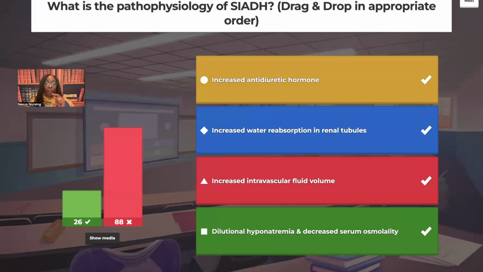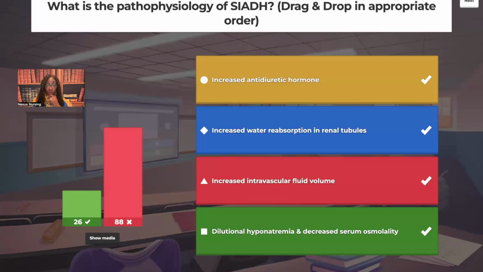If it says resorption, resorption means to let go. Big difference. That one letter will be the difference between you getting a question right and wrong. Okay, so we have increased antidiuretic hormone, which causes increased water reabsorption. You're holding on to the fluids. The kidney's not letting it go, which leads to increased intravascular fluid volume.